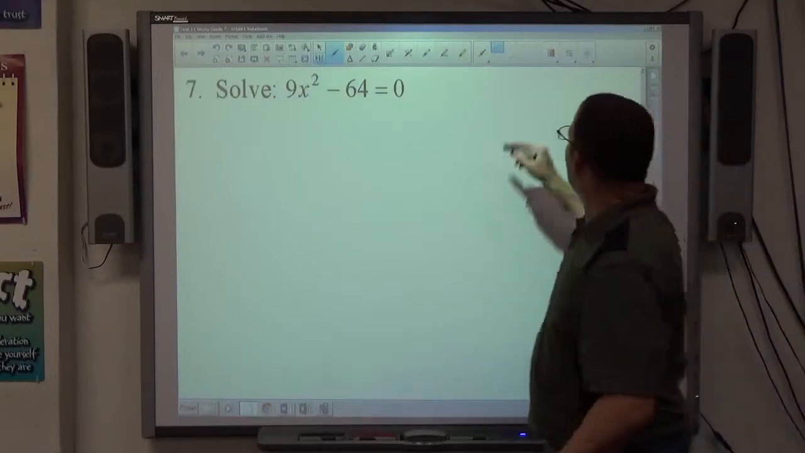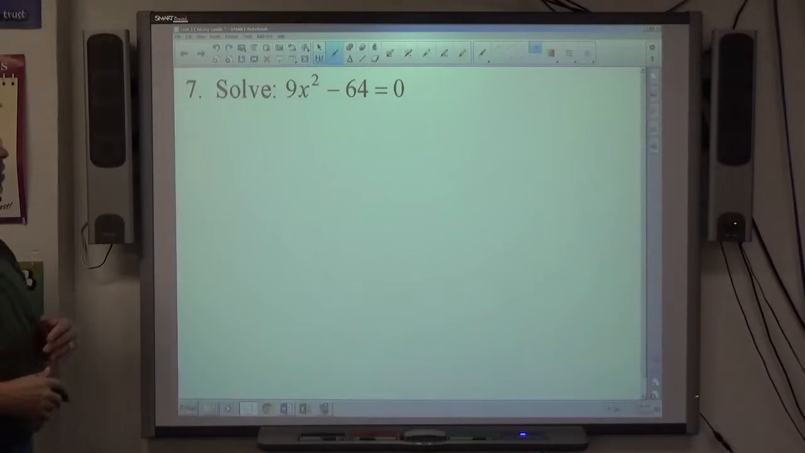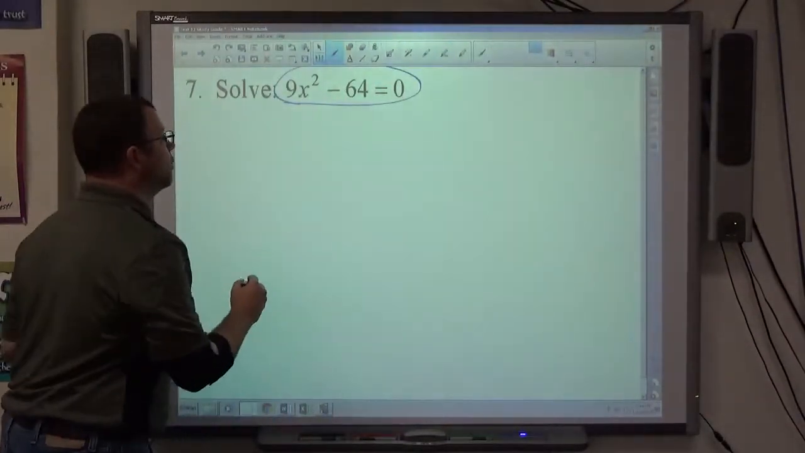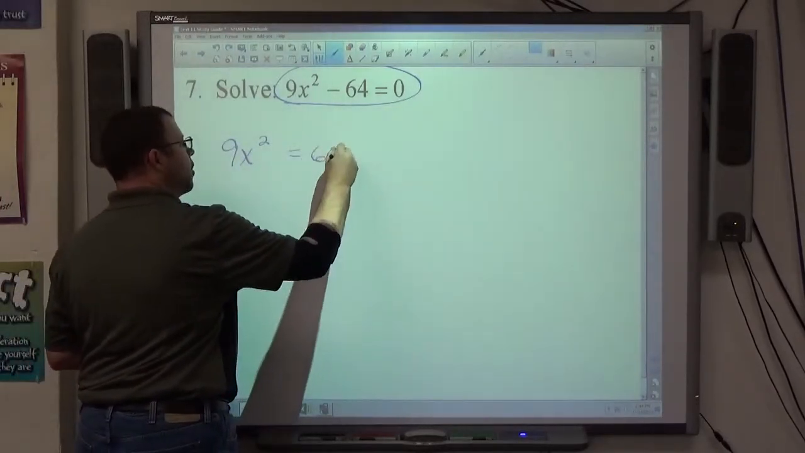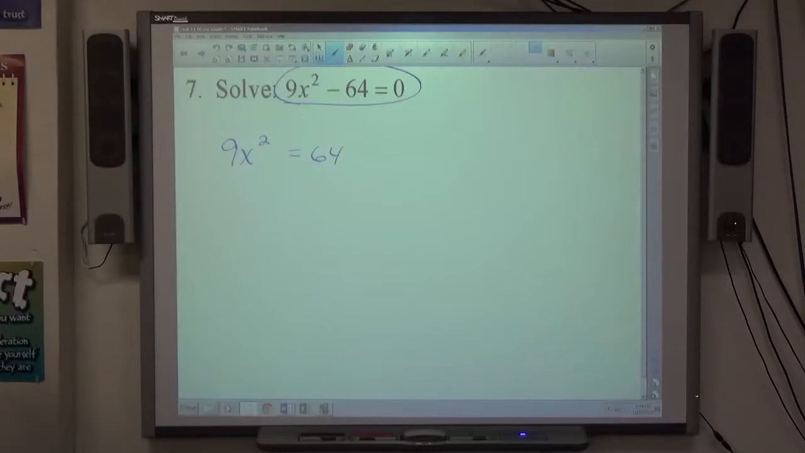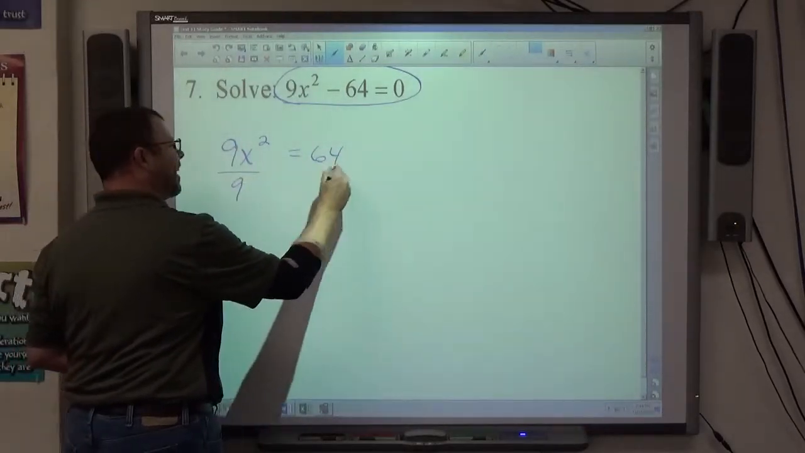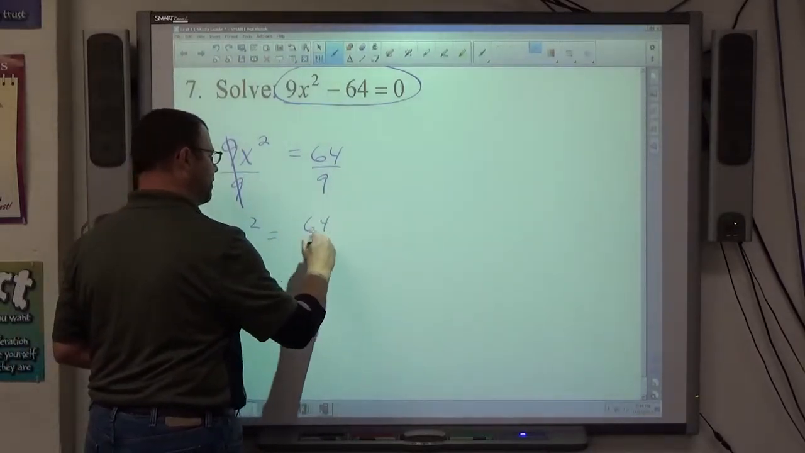Number 7, solve. Some of you aren't solving. It says solve 9x squared minus 64 equals 0. I'm noticing the structure of this. I see there's no x to the first power term, so the legal way to do this, that would be the easiest, would just be to move the constant to the other side. So x on one side, number on the other side. Divide both sides by 9 to get rid of that coefficient. That leaves me x squared equals 64 ninths.